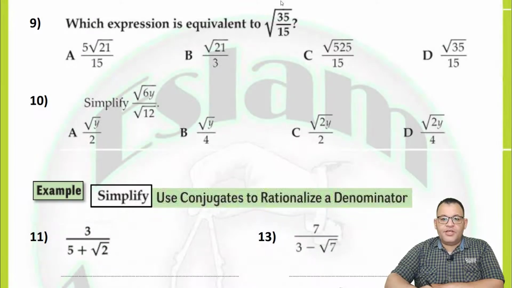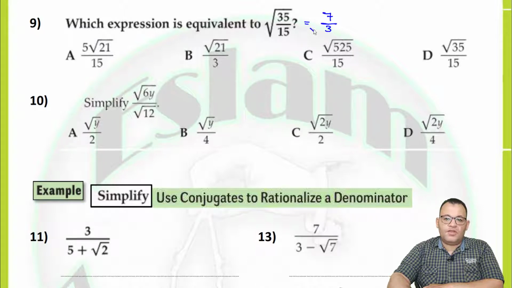In this problem, we need to simplify the square root of 35 over 15. You can simplify it by dividing by 5: 35 divided by 5 equals 7, and 15 divided by 5 equals 3. So it will be the square root of 7 over 3. As we said before, we can write it as the square root of 7 over the square root of 3.